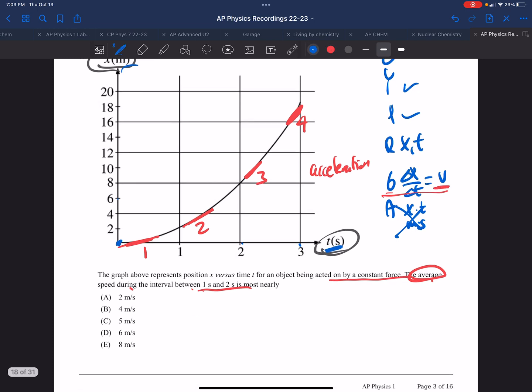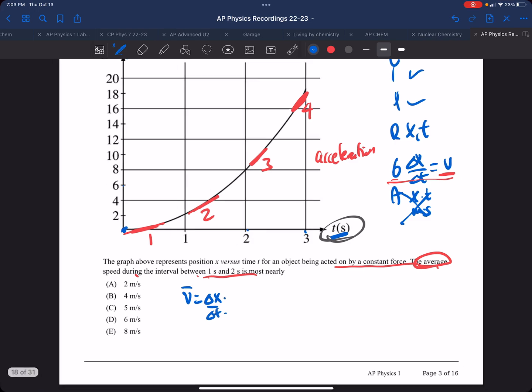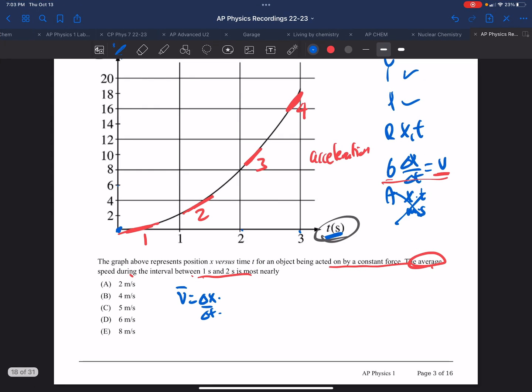So this is where it's helpful for us to pull out our definitions. The average speed is delta x over delta t, which is the total distance over the total time. So if we look at the total distance it travels in the first 2 seconds, it is 8 meters. And that's in 2 seconds, so that's going to give us 4 meters per second.